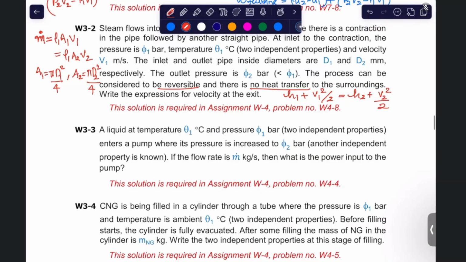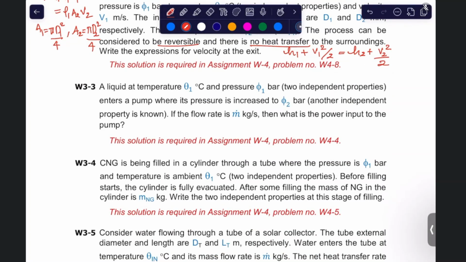Question number 3. A liquid at temperature theta 1 degree centigrade and pressure Phi1 enters a pump where its pressure is increased to Phi2 bar. If the flow rate is m dot kilogram per second, then what is the power input to the pump? So this is also a steady state, steady flow process. Control volume which we are observing is the pump. So first law, we will be ignoring kinetic energy change, potential energy change and everything.